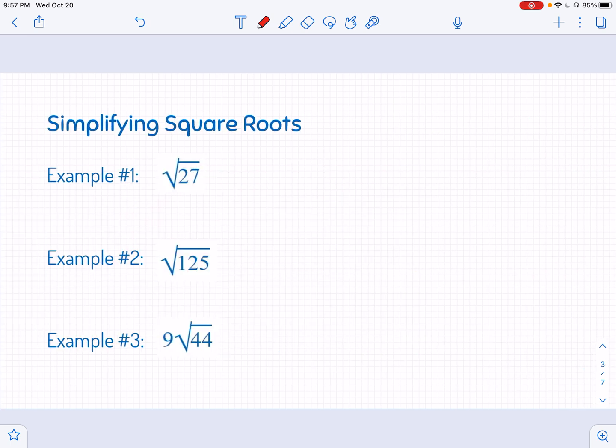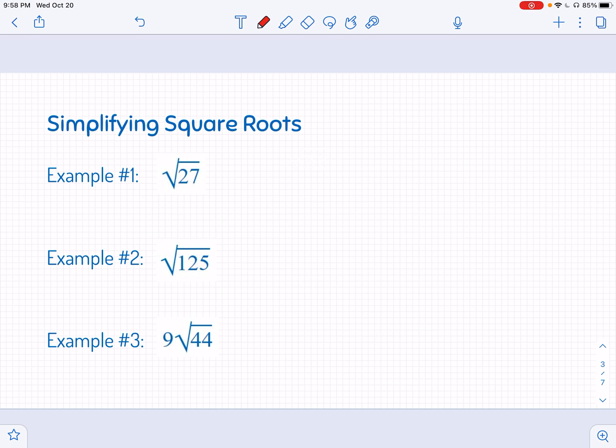So why is it important to know our perfect squares? It's important to know our perfect squares in order to simplify a square root. So, for instance, if I want to know what radical 27 breaks down into, I need to figure out what the biggest perfect square is that divides evenly into 27. In other words, I need to figure out what factor of 27 is a perfect square, and not just which one's a factor, but what's the biggest factor of 27 that's a perfect square.